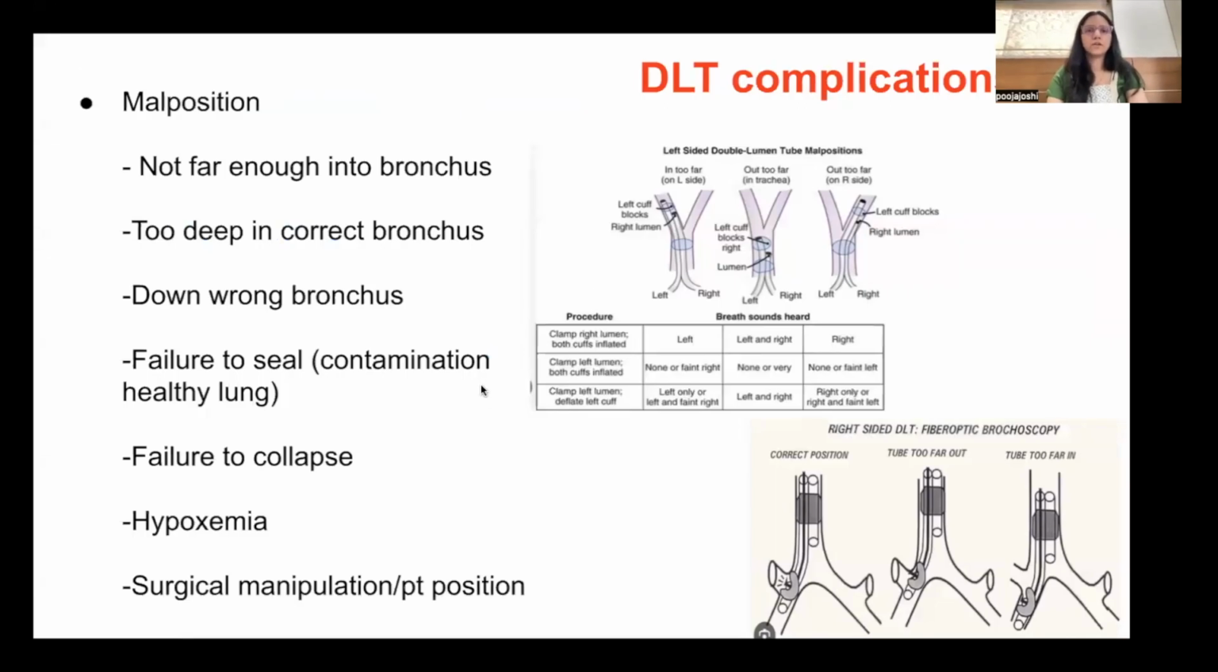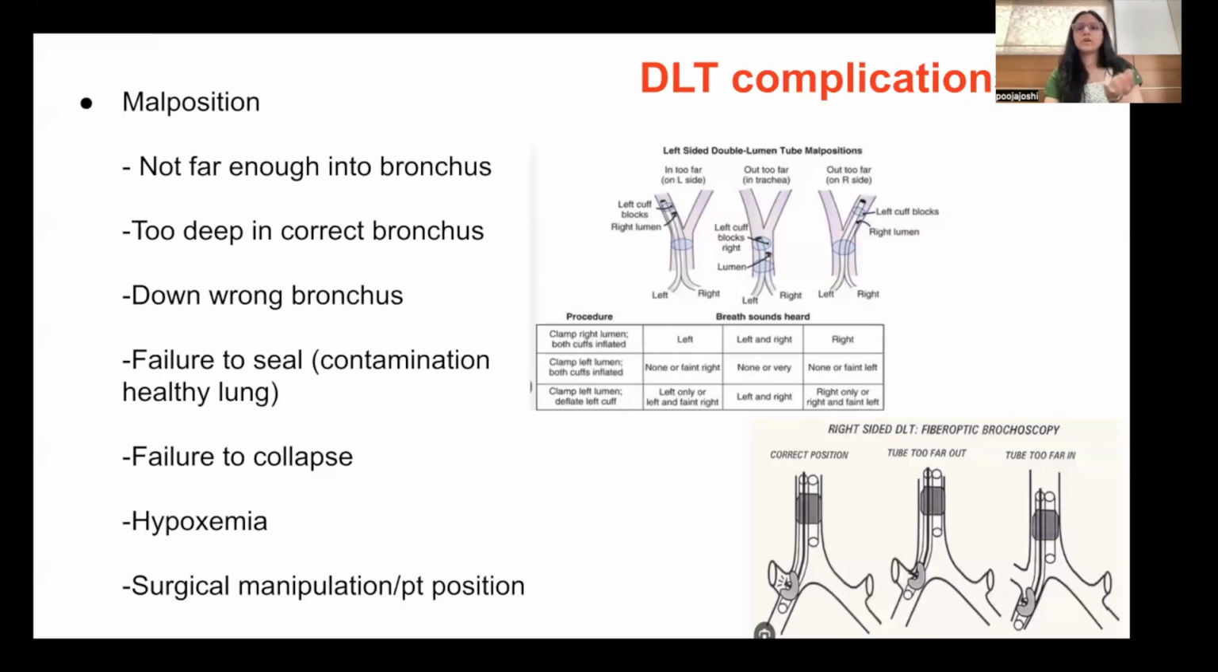Now, what are the DLT complications? Malpositions are well-known complications of DLT. In cases of left-sided DLT, it can be too far inside on the left-hand side, blocking the right mainstem bronchus. It can be out too far, inside the trachea in cases of oversized DLT, where you block again the right mainstem, right lung ventilation.